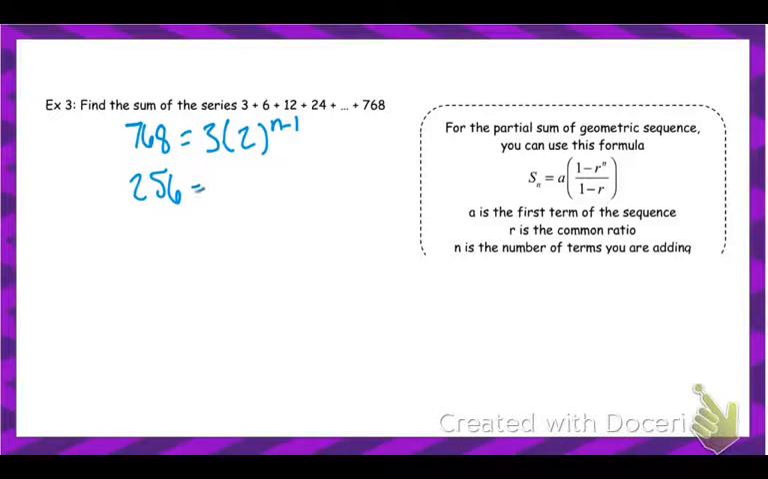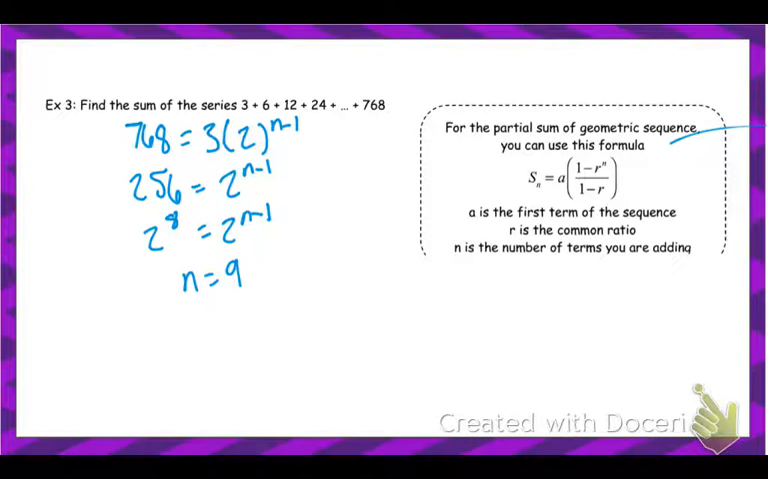So I get 256 is equal to 2 to the n minus 1. Well, let's rewrite 256. That's the same thing as 2 to the 8th power. So if 8 is equal to n minus 1, then n is equal to 9. So that means I'm adding 9 terms in this sequence.